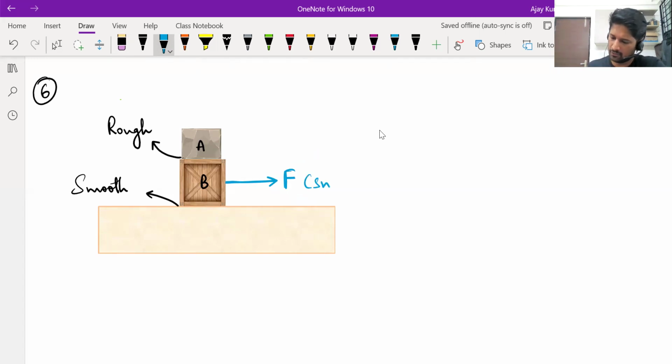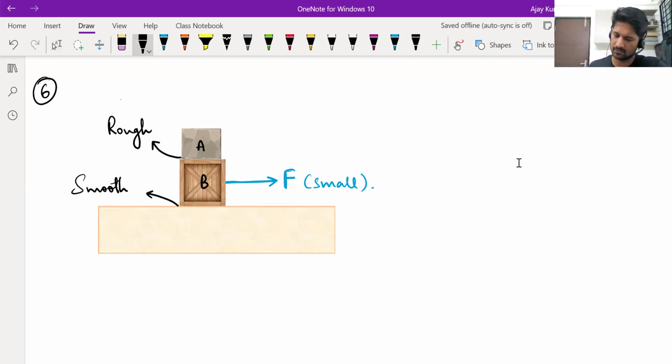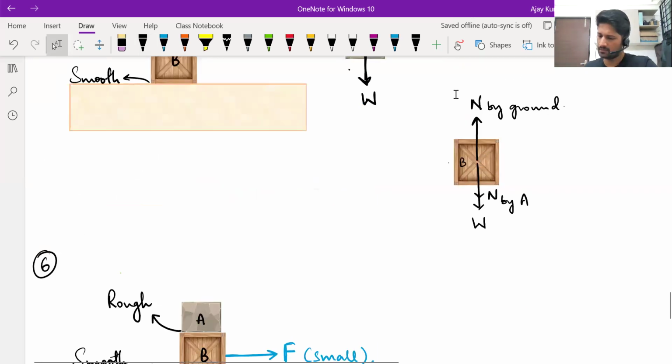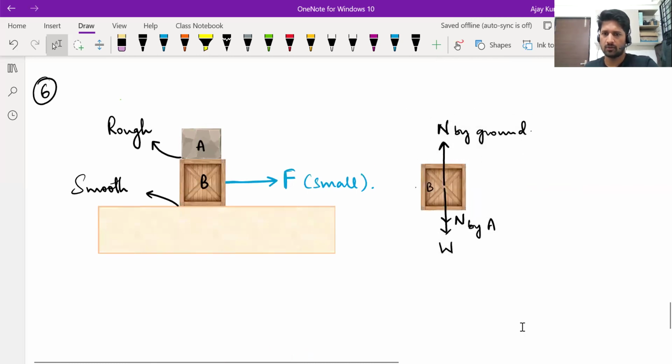See, suppose the force with which you are pulling is a small amount of force. Tell me, apart from this force, what other forces act on B? Weight and normals. Weight will be acting, two normals will be acting on the block B. These forces we have already considered: weight and two normal forces.